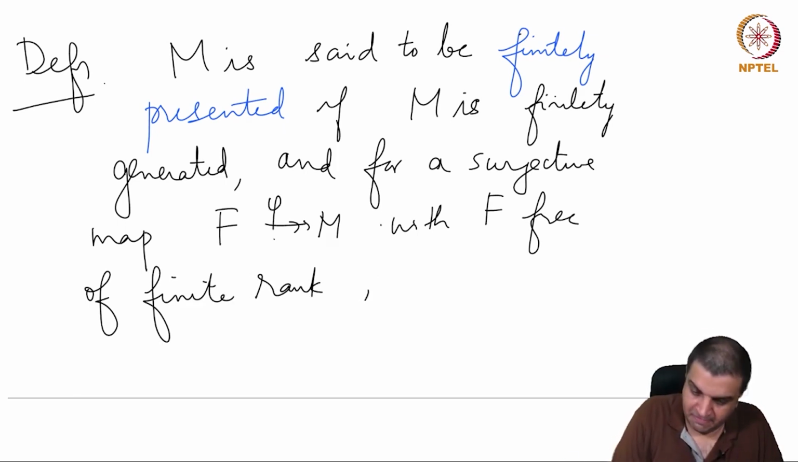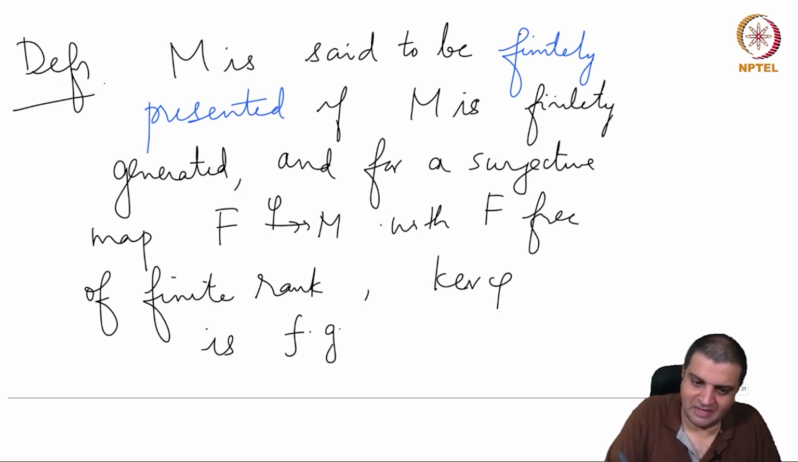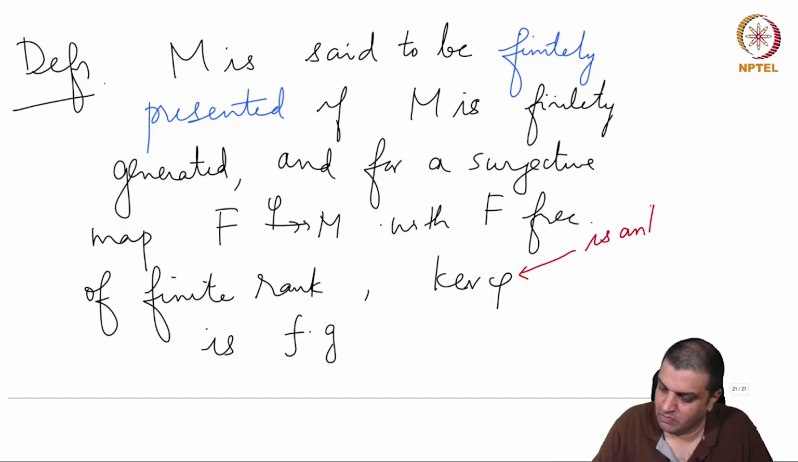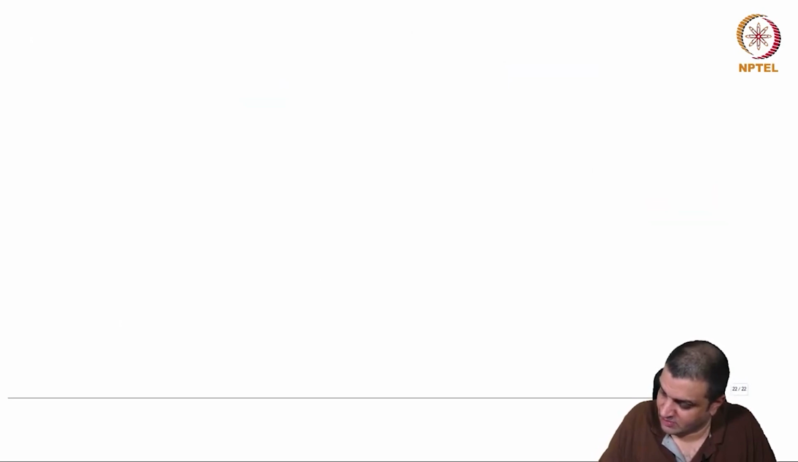For a surjective map phi from F to M, the kernel of phi is finitely generated. The kernel of phi, I should clarify, is the kernel of an R-linear map, and it is an R-module. I didn't explicitly state this. Sorry, I didn't actually even define what kernel is, so let's do that now.